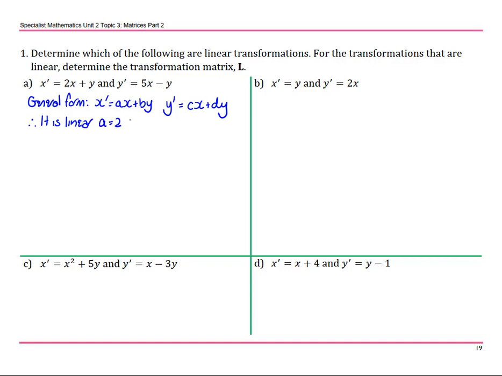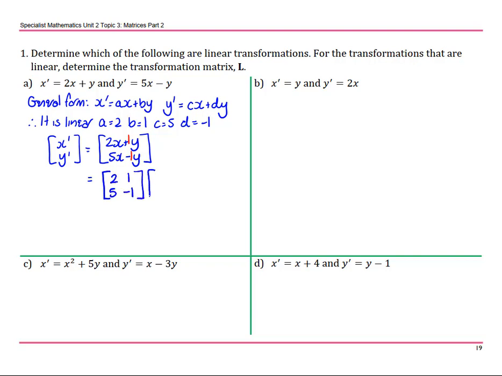because a is equal to 2, b is equal to 1, c is equal to 5, and d is equal to -1. Looking at it in terms of matrices, our image of x and image of y is 2x plus y, 5x minus y. And if it helps, you can put the 1y in front. So our matrix is 2, 1, 5, -1 times my x and y. Therefore, L is equal to 2, 1, 5, -1.